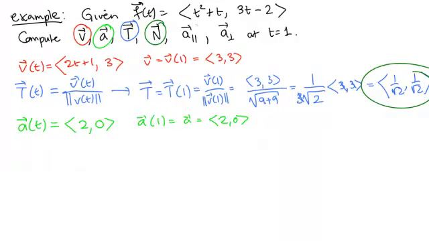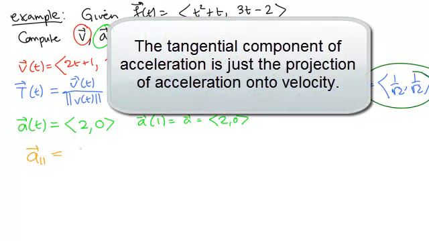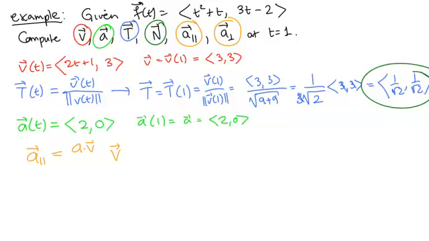Instead, I'm going to hold off on capital N and work out the two components of acceleration, the tangential and the normal components. So if I want to work out the parallel component right here, remember this is the component of acceleration which is parallel to velocity. So I could just work out a dot v over v dot v. And I'll find the part of acceleration that points in the same direction as velocity, the part that speeds you up and slows you down.